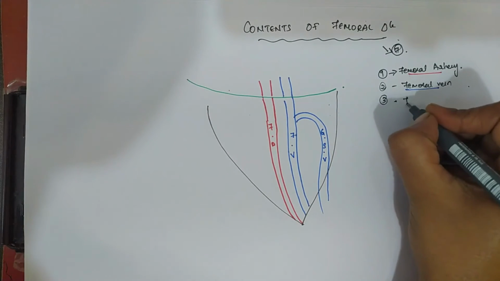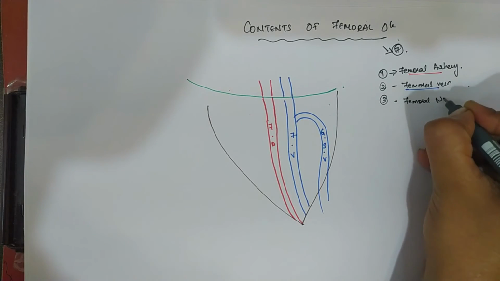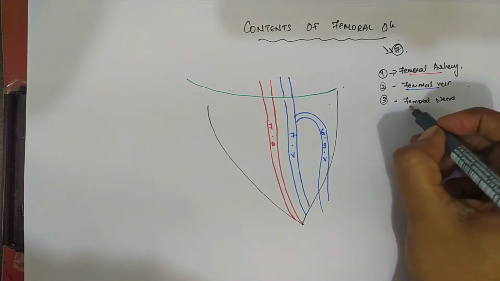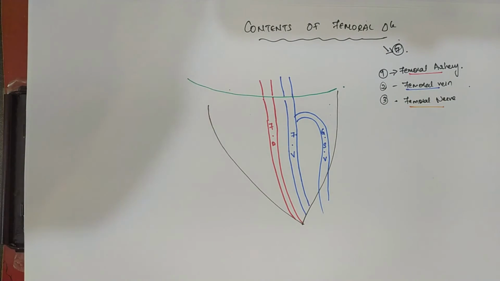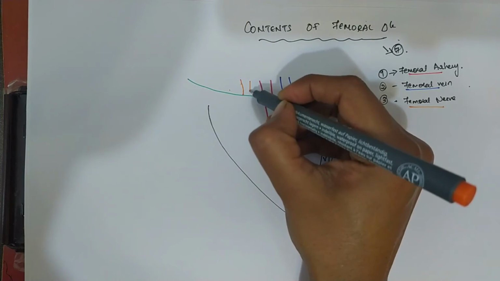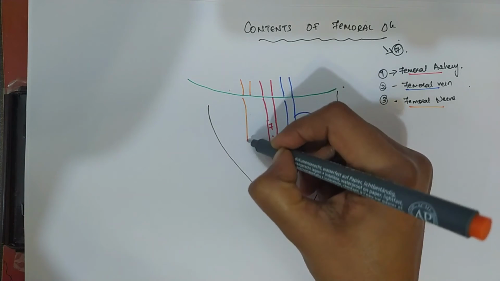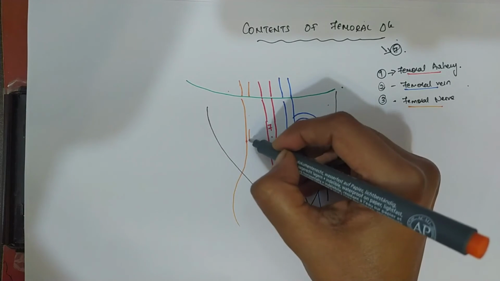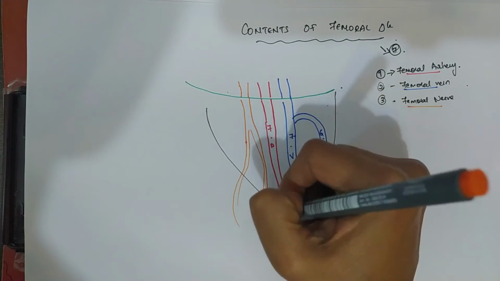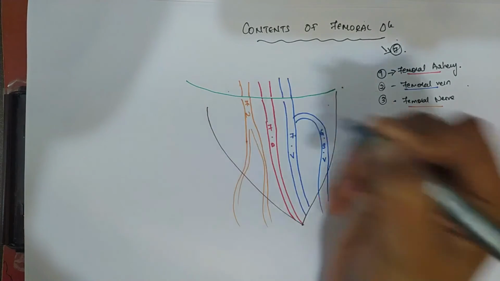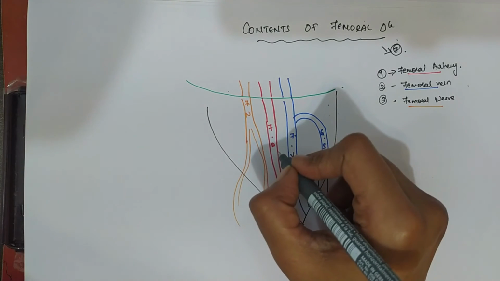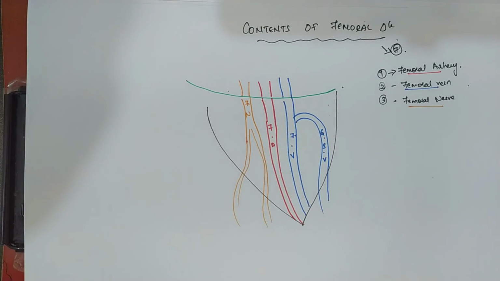The third content is the femoral nerve. As you know, we have finished the artery and vein. We have the next structure as the femoral nerve. This is a nerve which is seen lateral to the femoral artery. It is coming from the lumbar plexus and continuing in the femoral triangle by dividing into 2 divisions, the anterior division and the posterior division, with its branches. So this is the femoral nerve, seen lateral to the femoral artery.